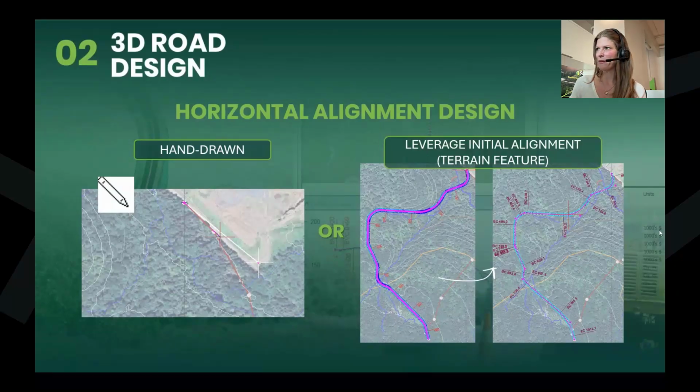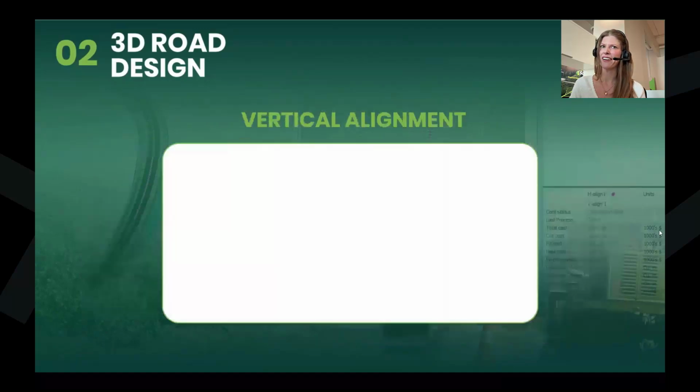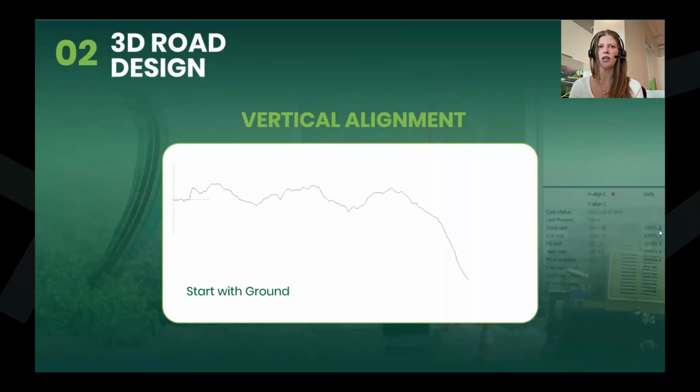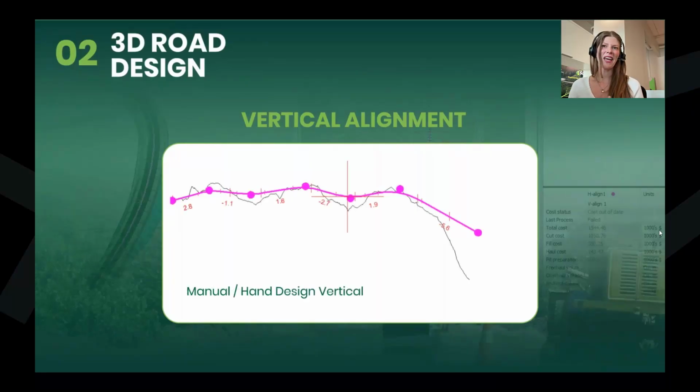So there's horizontal alignment design, and then the other part we're going to cover here is the vertical alignment design. And this one I feel like is best explained with a little chart. So we're going to start with our ground. That is the profile view of the topo surface we've created. Very much like the horizontal alignment, we can manually click in our vertical alignment. Here you can see the grades coming along with it. We can get those in as well as you can add the vertical curves.